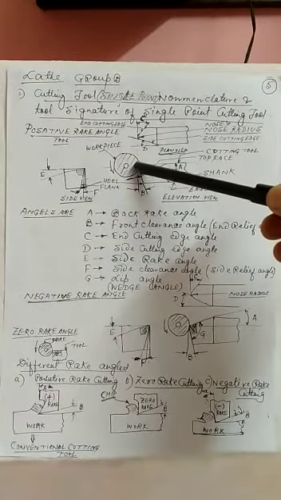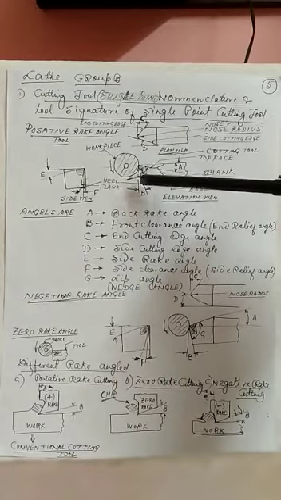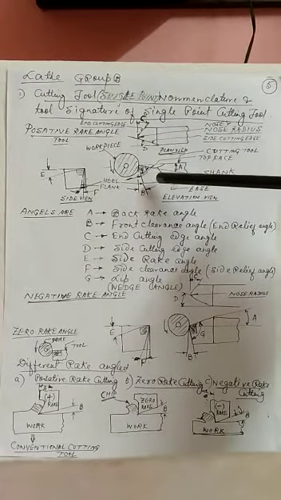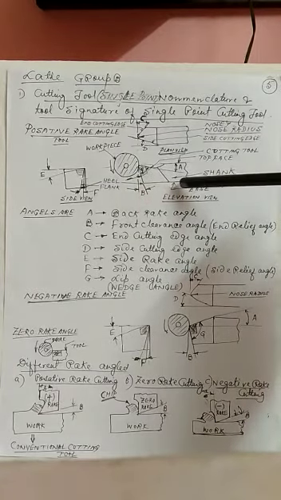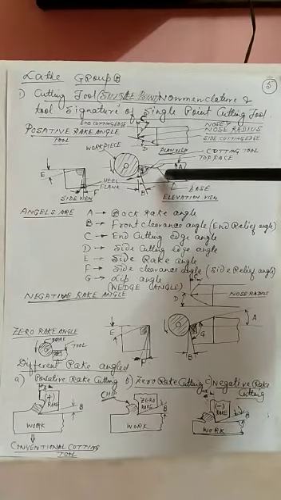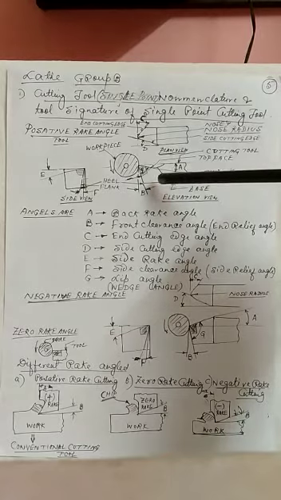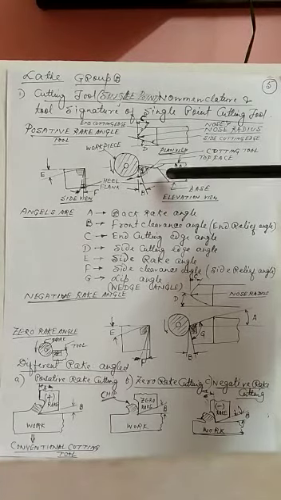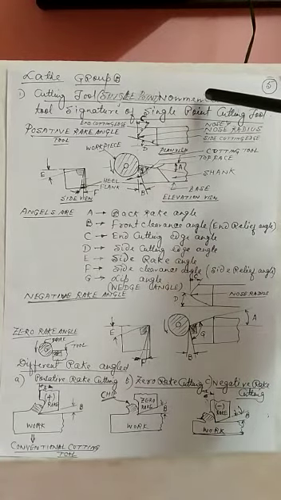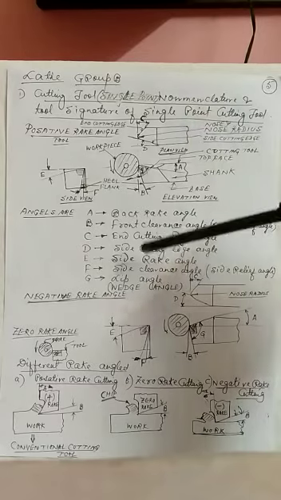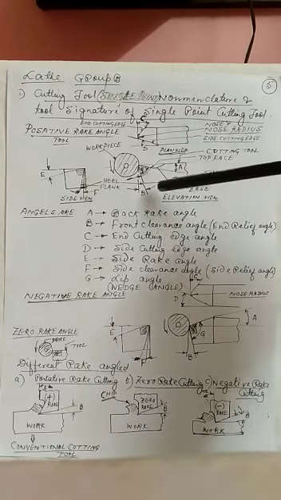So the meeting point is here, and I have shown the different angles and the different important portions of this cutting tool. This cutting tool is made of steel. That steel may be high carbon steel or high speed steel, or it may be made of cemented carbide, ceramics, etc. The details of these angles and the different positions of the tool are called nomenclature.